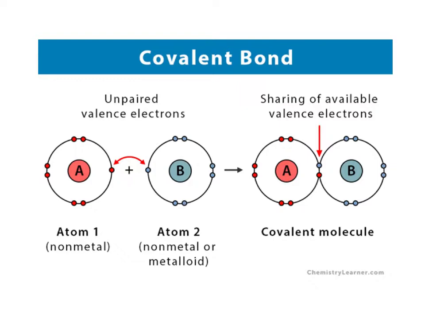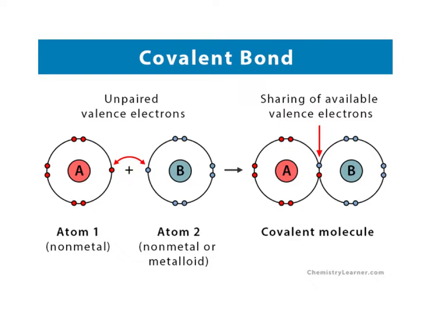So we've been talking about ionically bonded compounds where one atom takes the electron from the other atom, so one atom becomes negative and the other atom becomes positive. And those positive and negative ions are attracted to one another and form an ionic bond.